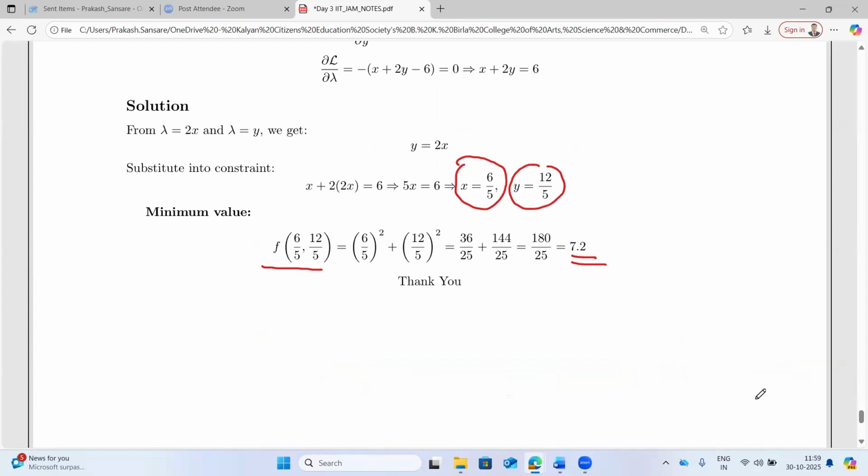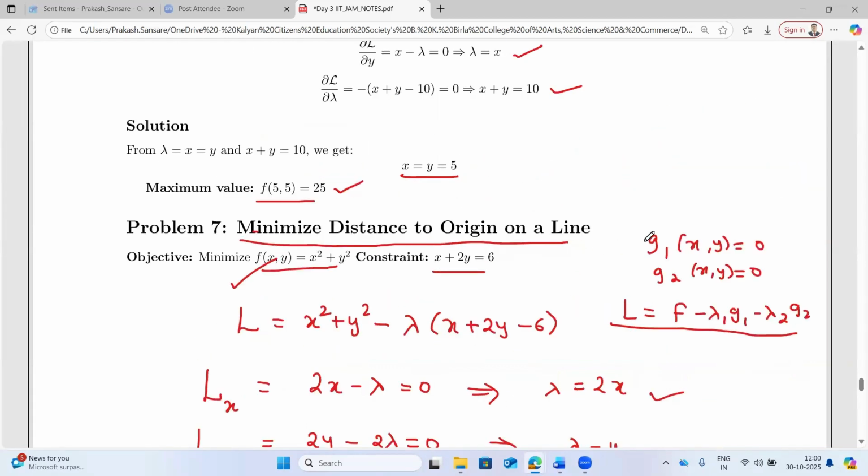Otherwise, I'll stop. Sir, if we have more than two constraints? I said, here, if you have more than two constraints, if you have three constraints, then you will have minus lambda 3 times g3 of x comma y. Okay, sir, fine. Yeah.